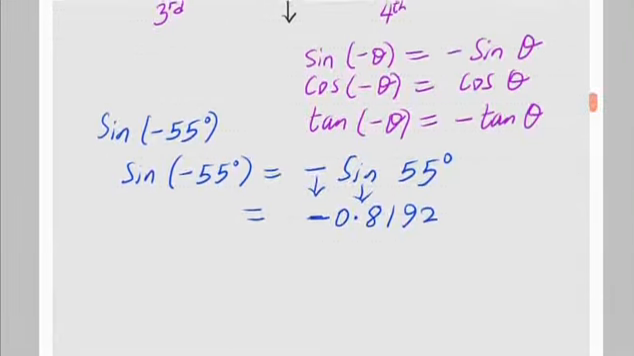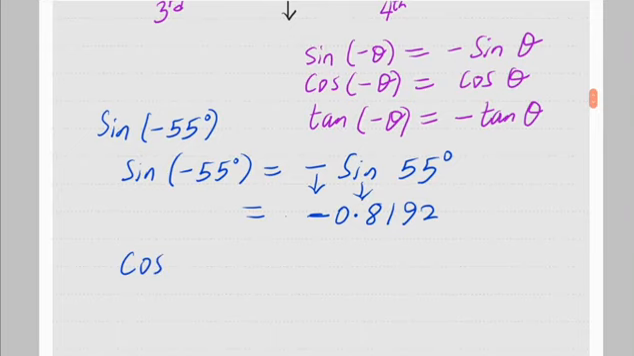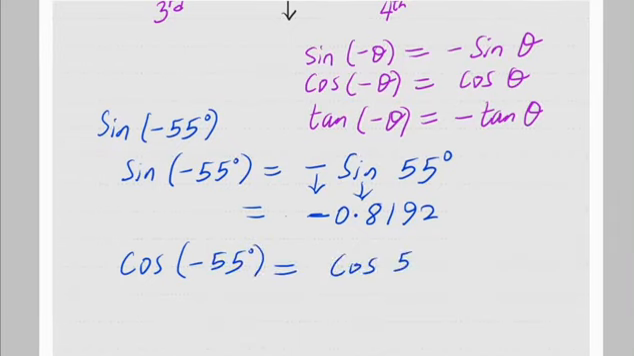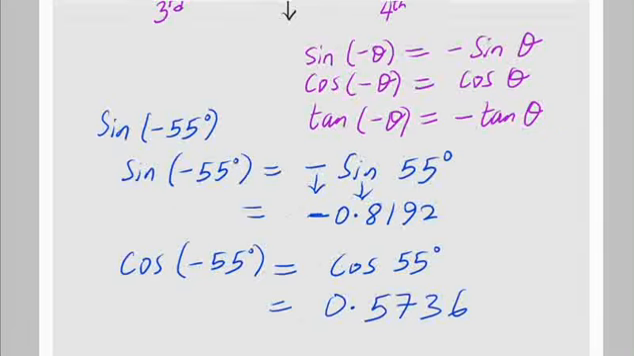Okay? Similarly, if I ask you to do the cosine of minus 55 degrees, it's just going to be ordinary cos 55 degrees. So if you do cos 55 degrees, you are going to get what? 0.57358. There is not going to be a minus there because the cosine of a negative angle is just the cosine of the angle. And this answer is the same as cos 305 degrees. Take note of that.